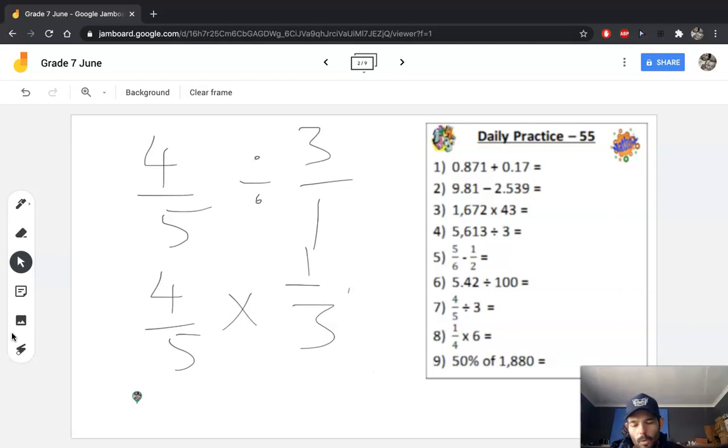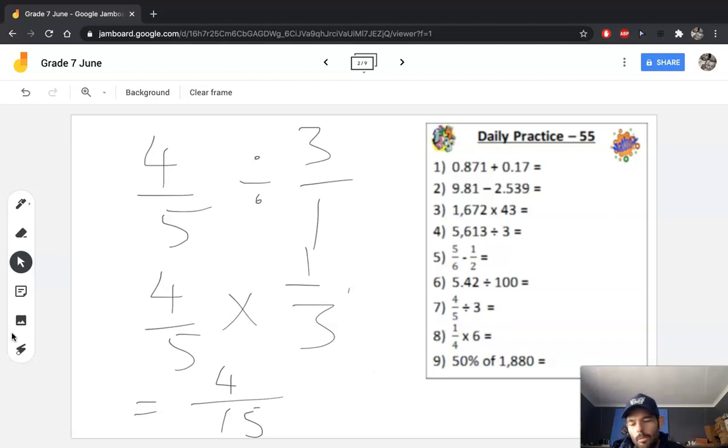4 times 1 is 4. 5 times 3 is 15. Okay, there was no scope or no potential for me to cancel out diagonally before multiplying. So I'll just multiply the numerators together and the denominators together, and I get 4 over 15.